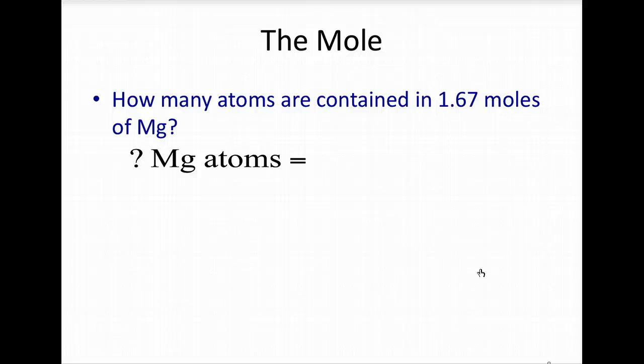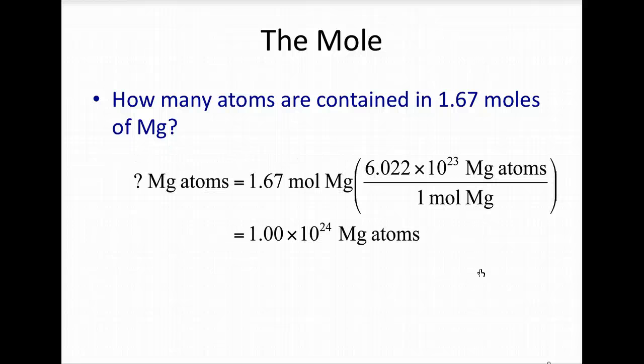Let's go the other way. How many atoms are there in 1.67 moles of magnesium? If I want to know the number of magnesium atoms and I'm given the 1.67 moles, that's where I will start. 1.67 moles of magnesium. The 6.022 times 10 to the 23rd magnesium atoms divided by a mole of magnesium, that's our conversion factor. Canceling those out tells me that there's 1 times 10 to the 24th magnesium atoms in 1.67 moles of magnesium.